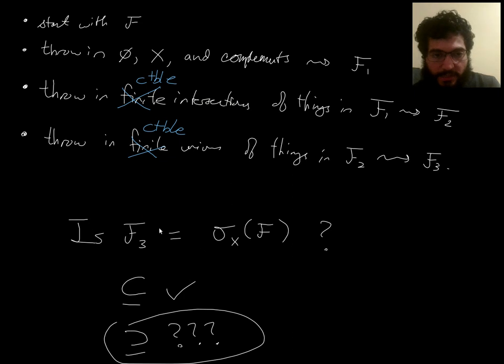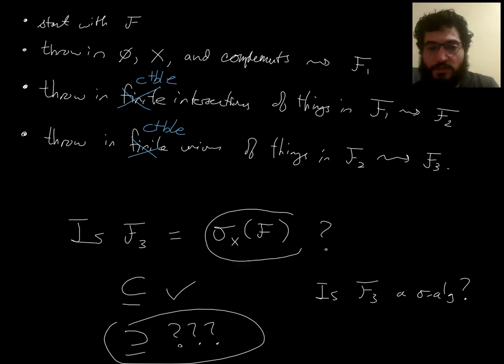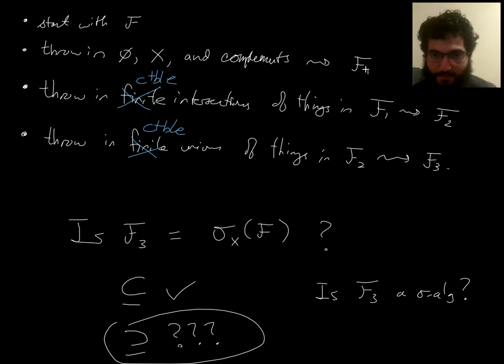Okay, so for the same reason as before, what this inclusion comes down to is checking, here's our big question, is F3 a sigma algebra on X? If it is, then it definitely contains as a subset what is by definition the smallest sigma algebra on X that contains F. So this does contain F, since F is inside F1, is inside F2, is inside F3. So it just remains to verify that this is a sigma algebra on X.